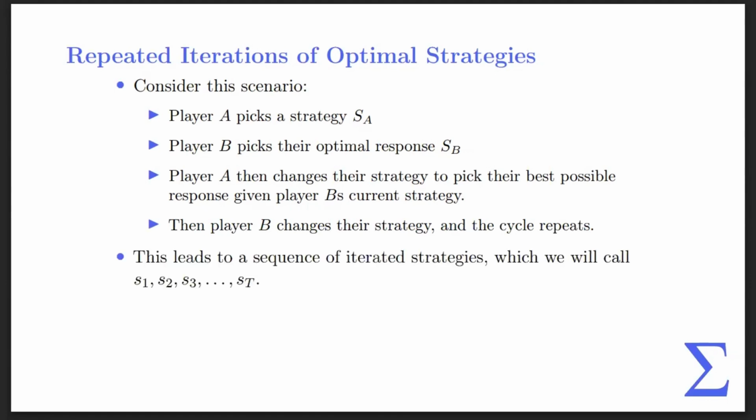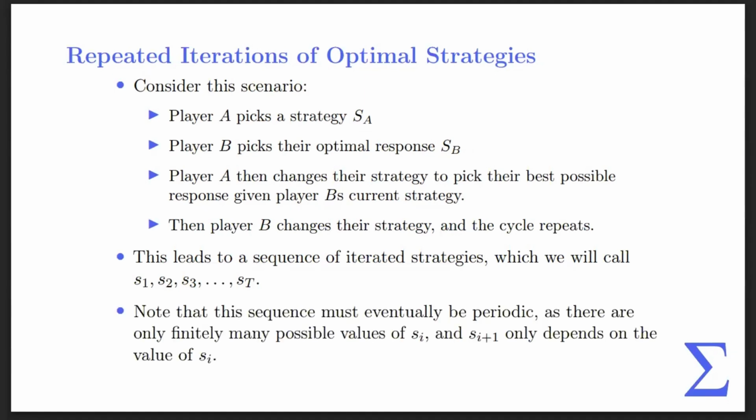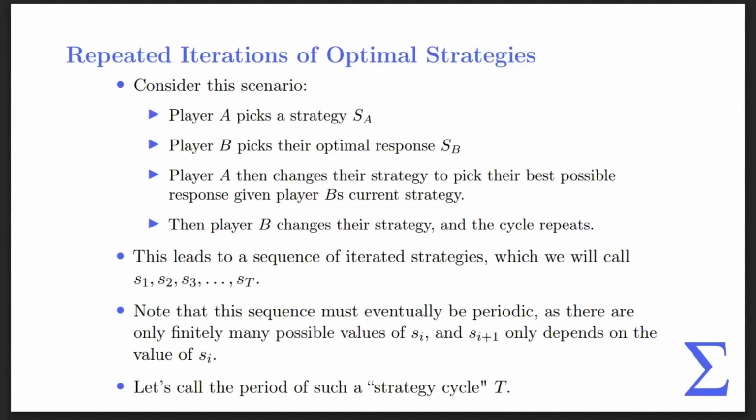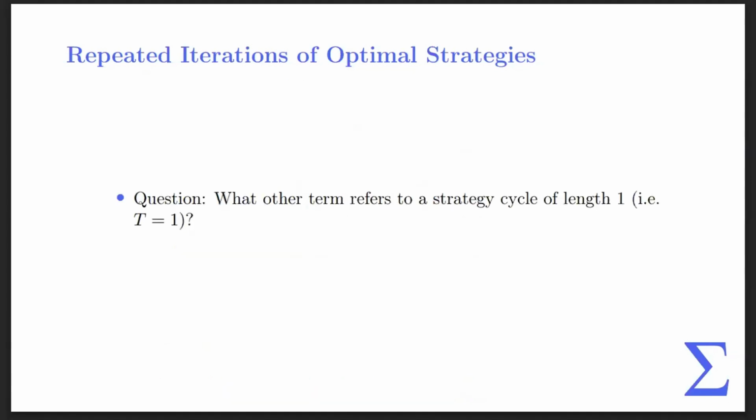So this leads to a sequence of iterated strategies, which I'm just going to call S of i. And what's important to note is that because we only have finitely many possible strategies, and each term in this sequence only depends on the previous term, this sequence must eventually be periodic, because there's only finitely many possibilities and each term only depends on the previous. So we'll say that the period of such a strategy cycle, we'll call that T. So here's a question. What other term that we've talked about already refers to a strategy cycle of length 1?